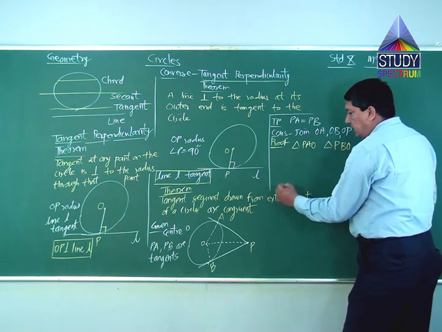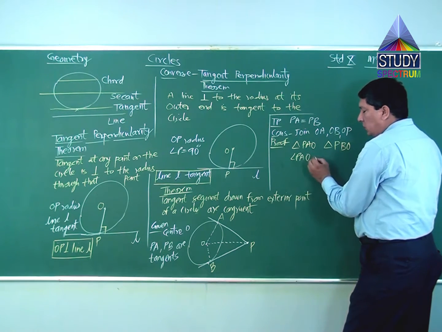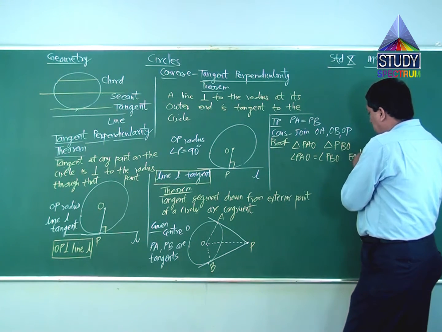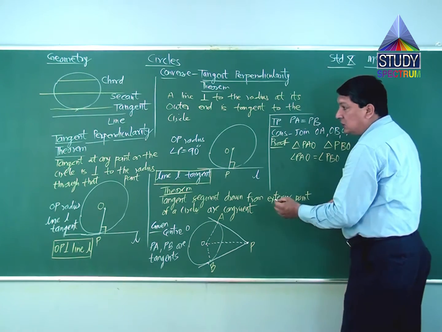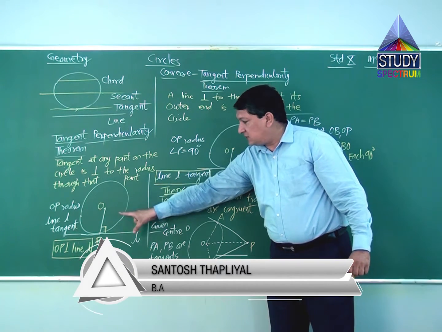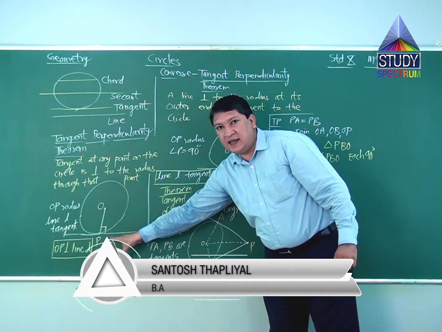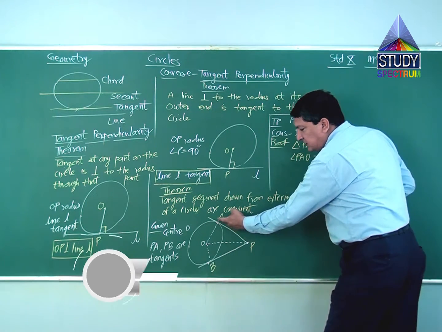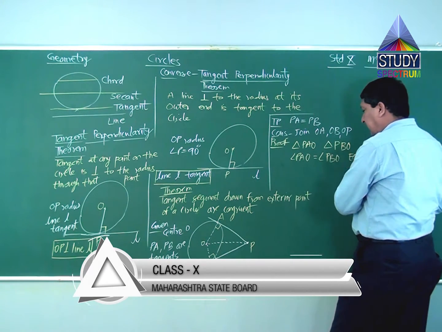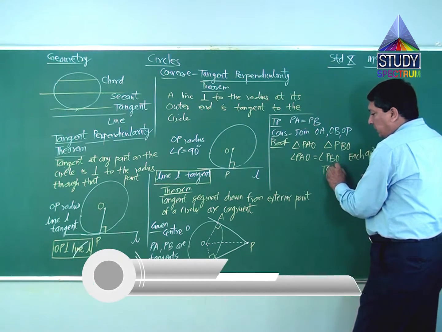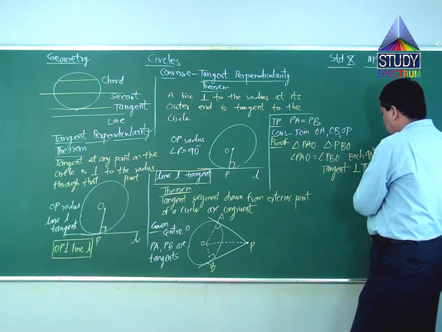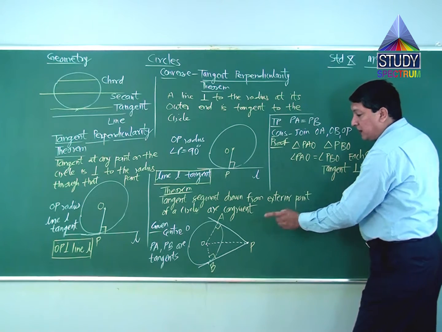So have a look. In these two triangles, angle PAO is equal to angle PBO, each 90 degrees. Both angles are 90 degrees. Why? By the tangent perpendicularity theorem. See how we are using this theorem now. The tangent perpendicularity theorem says that if a line is tangent, it makes a 90 degree angle with the radius. It is given to us: PA is a tangent, O is the center. So this angle has to be 90. Each is 90 degrees, and the reason is the tangent perpendicularity theorem.